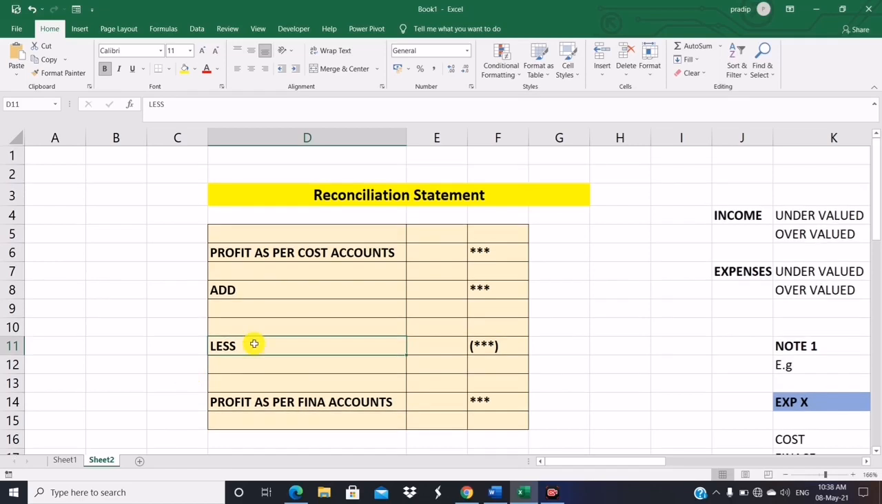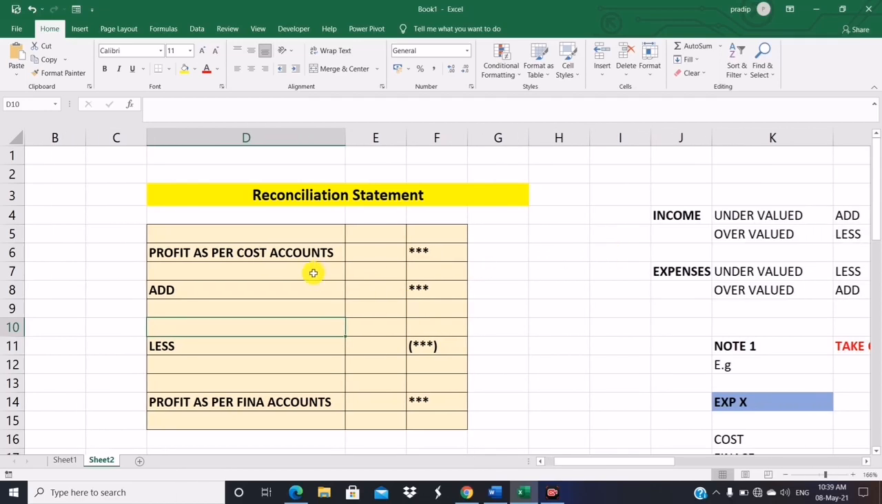For example, in examination, profit as per financial accounting is given, and profit as per cost accounting you have to find out. So you have to keep it blank, and after that you have to add something, minus something, and the answer given in the financial accounting book you have to put here. And after that you have to do reversal. What we had less here we have to add, and what we had added here we have to less, so that you will get your answer as profit as per cost accounting. So you have to remember that format only. You are not required to do any other format.